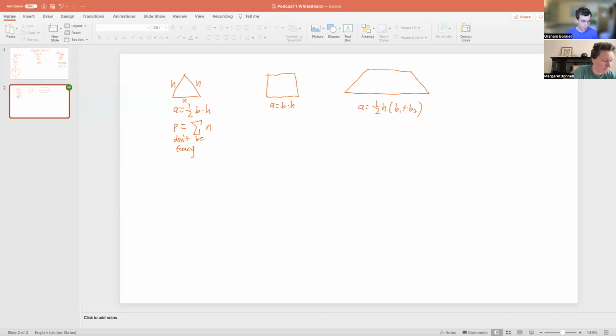And b sub 1 might be this one up here, and b sub 2 might be that one up there. And height. Exactly. Draw in the height with a dotted line. Good job, Graham. That's it. And how do we do perimeter? Add up all the sides. It doesn't get any easier. It's actually really easy.